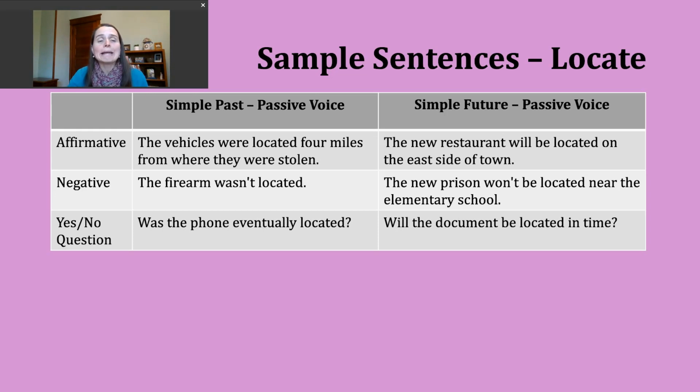Let's take a look at an example sentence here. The vehicles were located 4 miles from where they were stolen. Okay. I actually have 2 passive voice verbs in this sentence. So we don't know who sort of found or discovered these vehicles at a particular place. We also don't know who was responsible for the action of stealing.